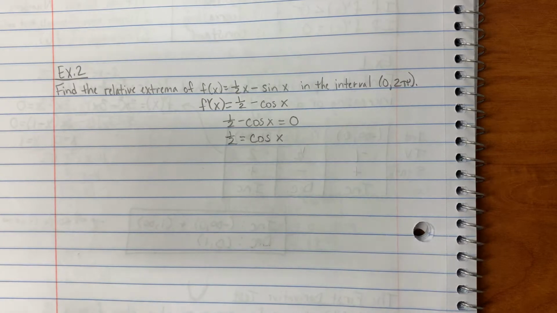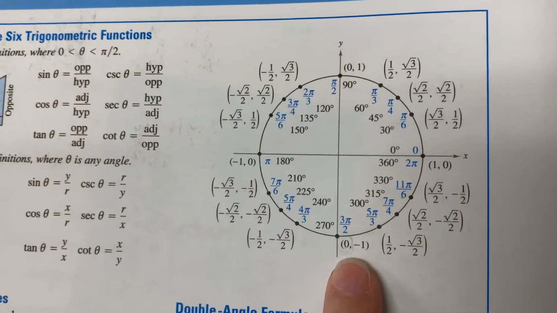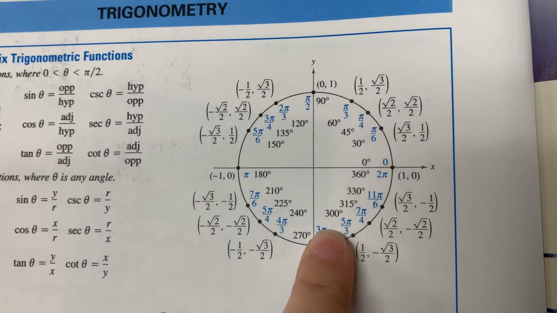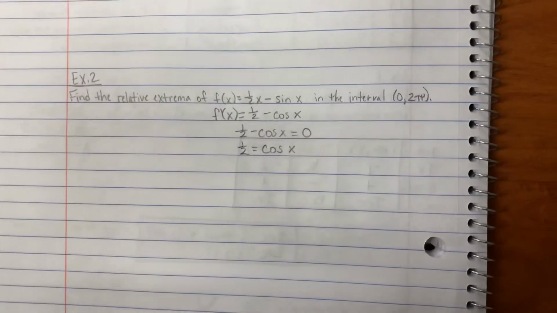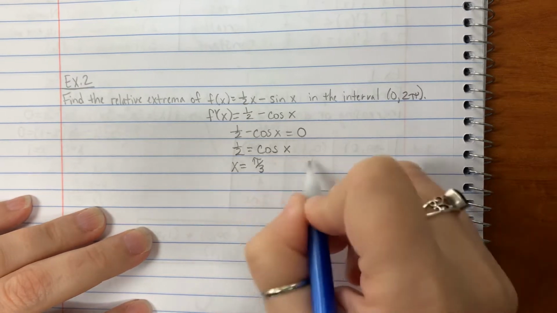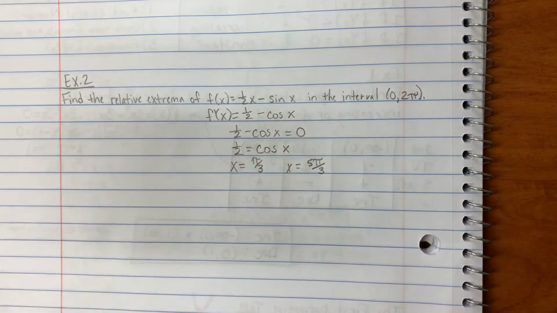Now, if you don't remember those points on the unit circle, the front of your book would be really helpful. So I'm just going to go over here and find, okay, cosine is my x value, so I'm looking for when cosine is 1/2. There's 1/3, and at 5/3, and right here is 1/3 at pi over 3. So I'm looking at pi over 3 and 5 pi over 3. So x equals pi over 3 and x equals 5 pi over 3.